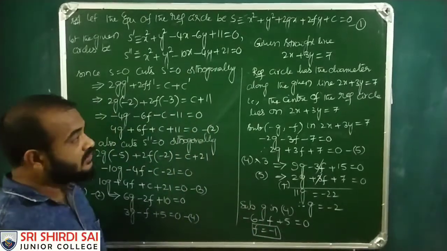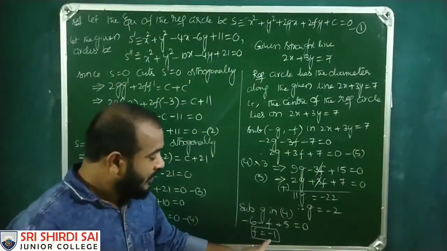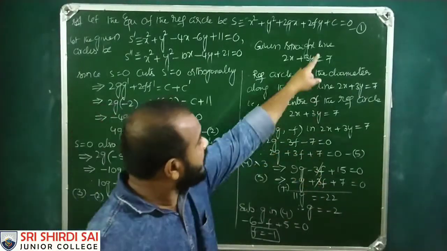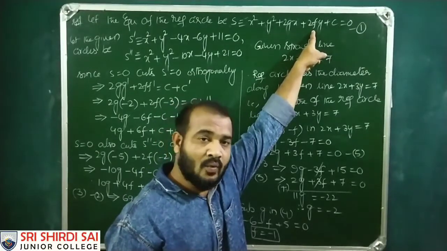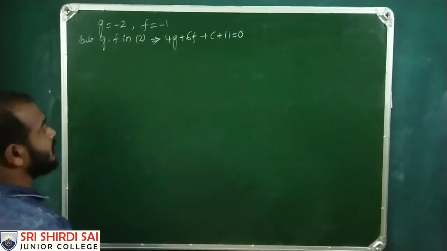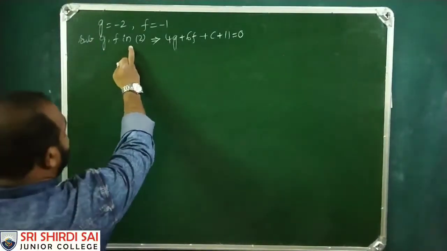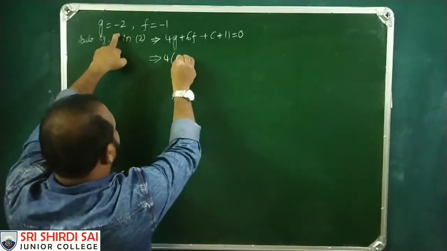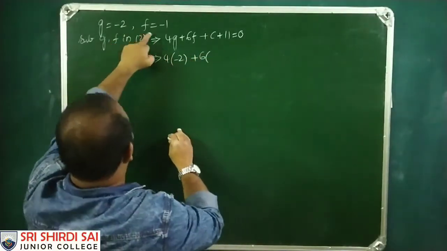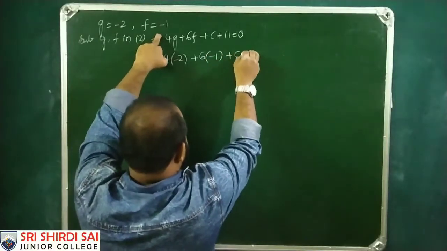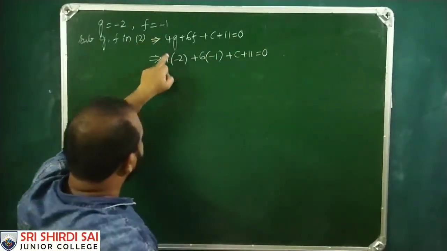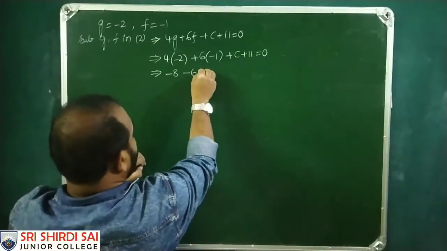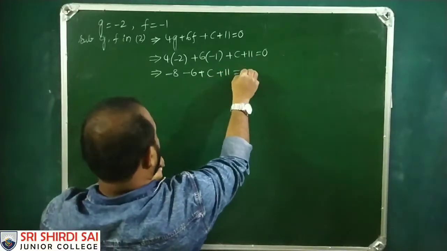Still the C value is what we require. If we get the C value also, then G, F, C, if we substitute back in the first equation, we will get the required equation of the circle. Substituting G comma F in the second equation, we will get 4 into G value which is minus 2, 6 into the value of F which is minus 1, plus C plus 11 equals 0. That is 4 twos are minus 8, minus 6 plus C plus 11 equals 0.